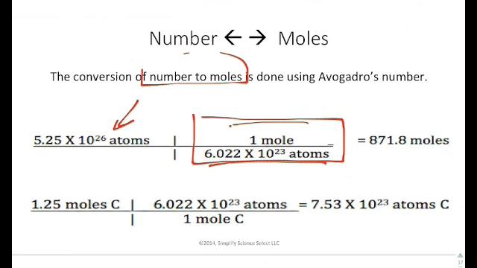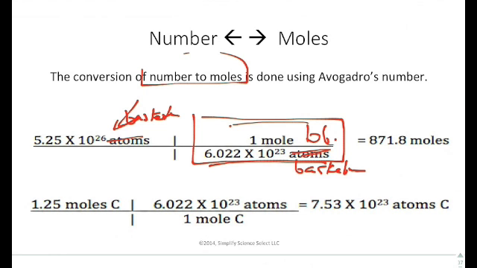So for example, if instead of atoms I said basketballs, then I could say that there are 6.022 times 10 to the 23rd basketballs in 1 mole of basketballs. And then I'd have 871.8 moles of basketballs. It doesn't matter what the unit is, as long as you are consistent throughout.